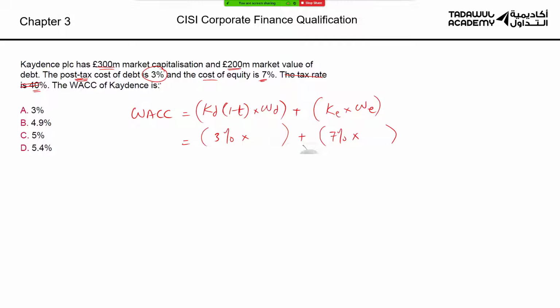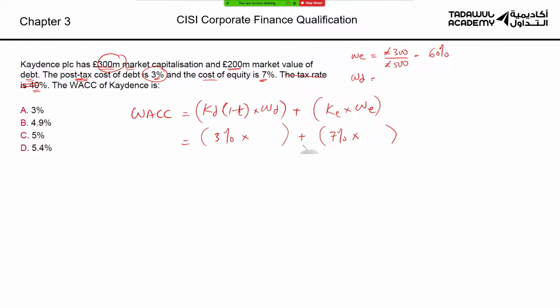So the cost of debt is 3% and the cost of equity is 7%. So what is the weight? We need to know the weight of debt and the weight of equity. We know that the company has 300 million in equity and 200 million in debt. So both is 500 million. So the weight of equity equals the 300 million, how much equity they have, over the total capital, which is 500. 300 divided by 500, so that's 60%.